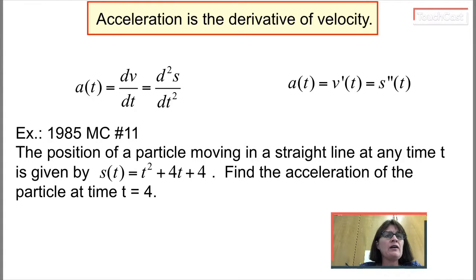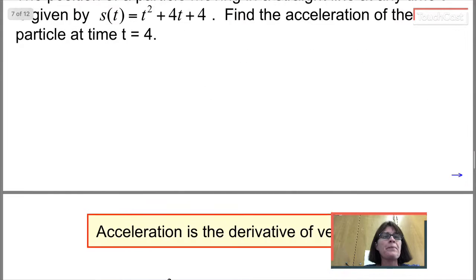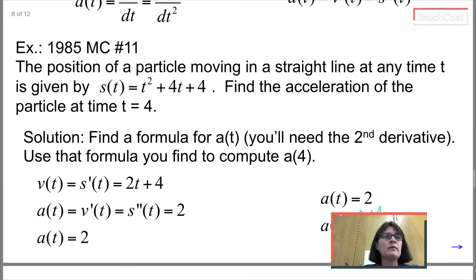So I have an example here. If I know the position of a particle moving along a straight line is given by this function, s of t is t squared plus 4t plus 4, I'm going to find the acceleration of the particle at time t equals 4. Well, as of section 3.4, you now know how to find acceleration given position. You need to find the second derivative of position. So that's what we're going to need to do.